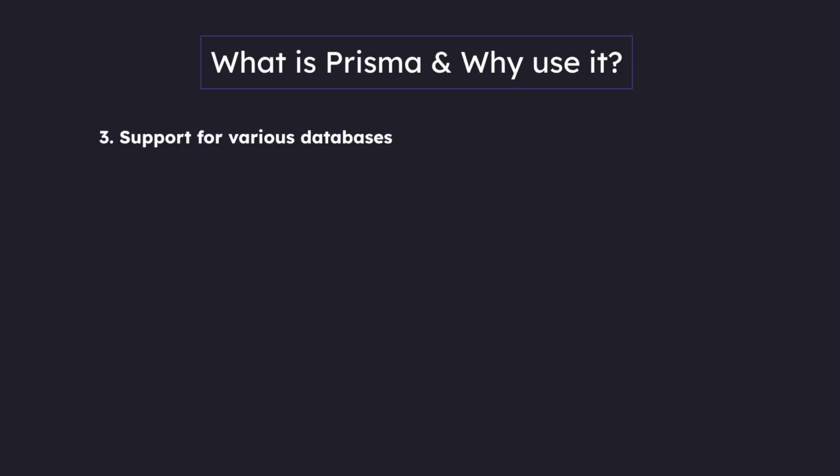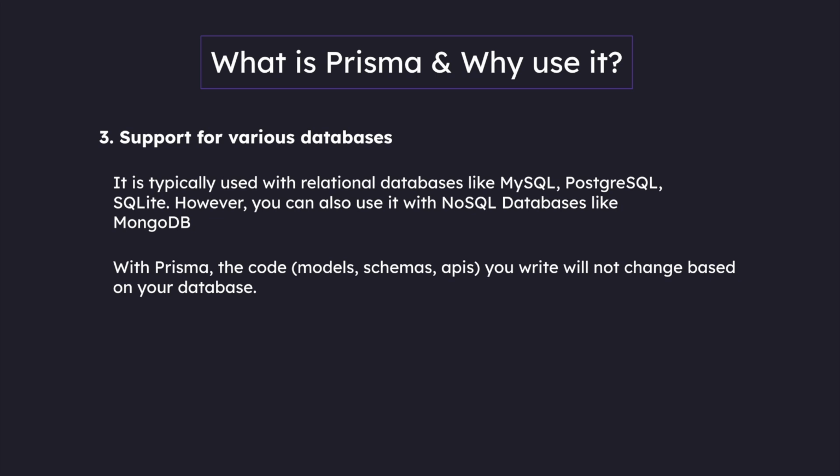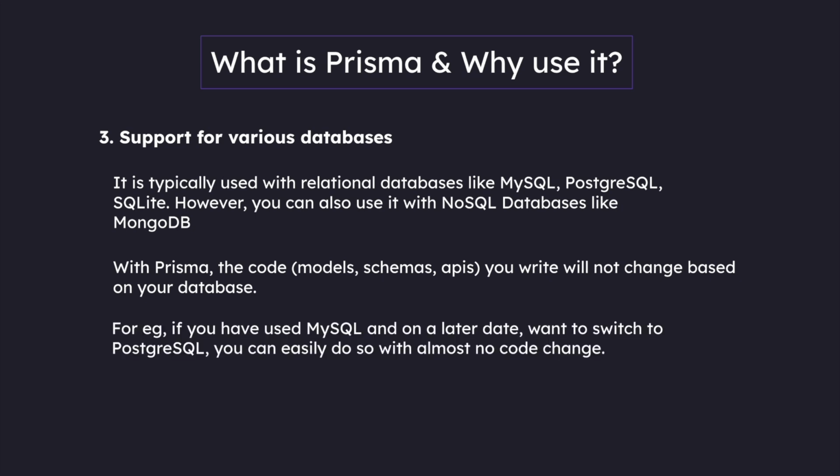Support for various databases. It is typically used with relational databases like MySQL, PostgreSQL, SQLite. However, you can also use it with NoSQL databases like MongoDB. With Prisma, the code that you write, be it the models, the schemas, the APIs, will not change based on your database. For example, if you have used MySQL for your project at the start, and on a later date, you want to switch to PostgreSQL, you can easily do so with almost no code change.